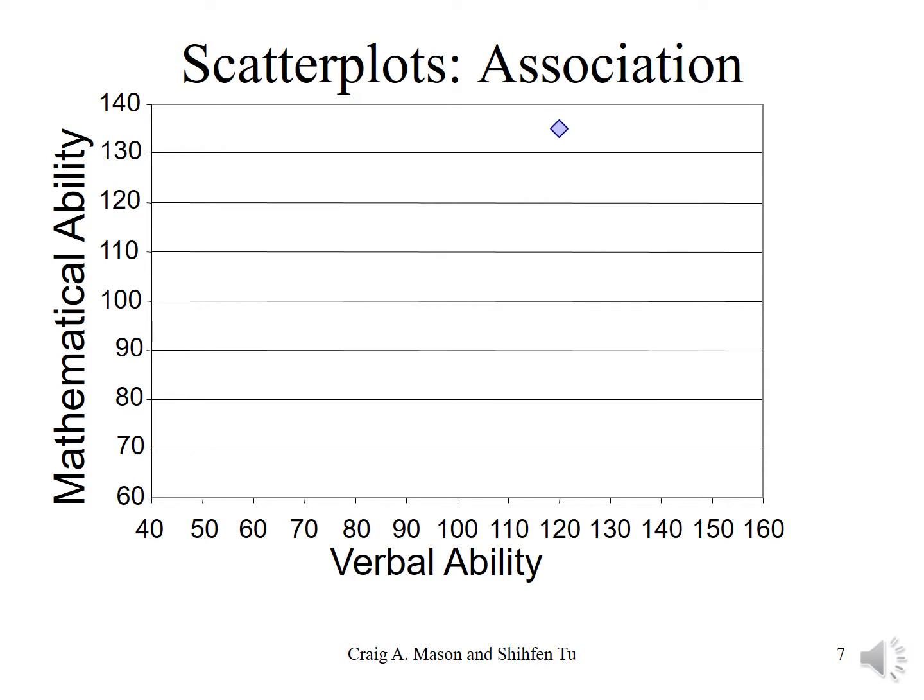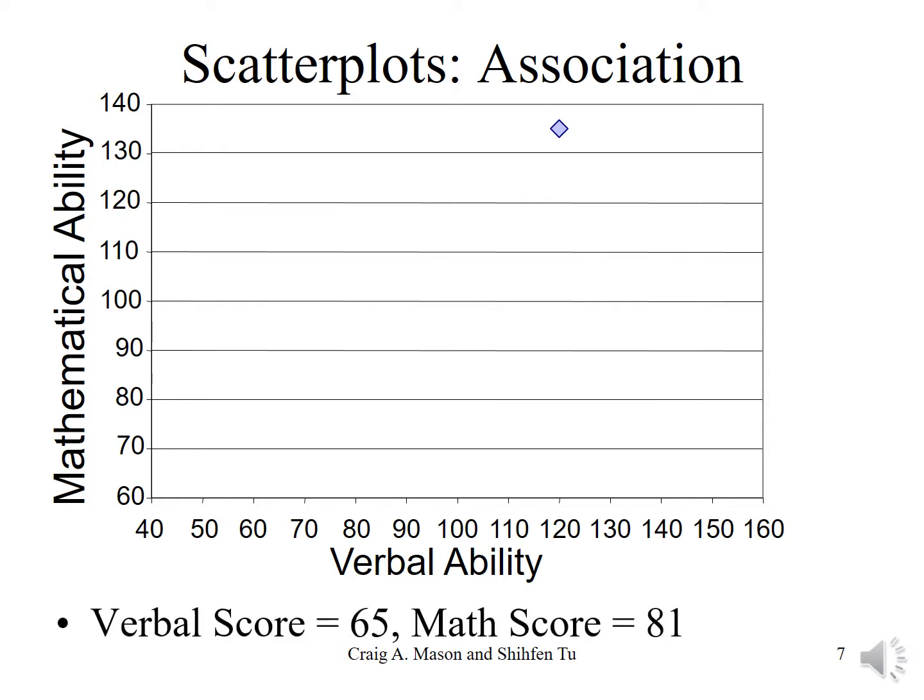Okay, now let's assume the second student has a verbal score of 65 and a math score of 81. We start with the verbal score of 65 and move along the x-axis until we reach 65. We then use the math score of 81 and move straight up the y-axis until I reach 81. I then place a mark at this point, and this mark represents both scores for the second student.